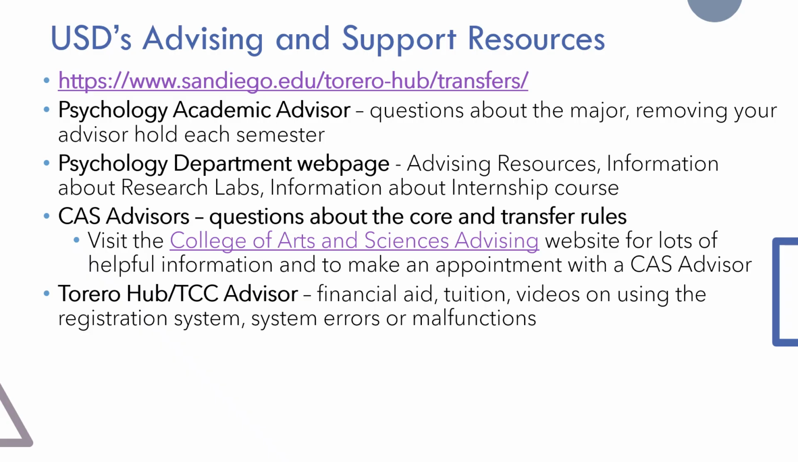The College of Arts and Sciences advising webpage again has a lot of helpful information, and you can make an appointment with a CAS advisor there. You should talk to your TCC Torero counselor for advice, or go to the Torero Hub if you have questions about financial aid, tuition, if you need help using the registration system, or you're getting any kind of system error or malfunction while trying to register.